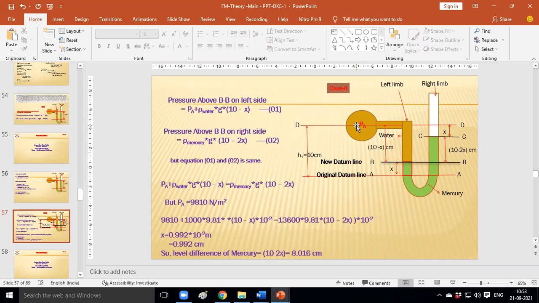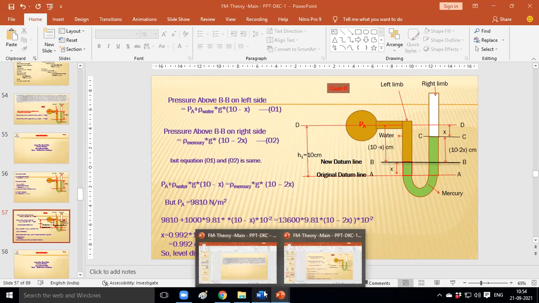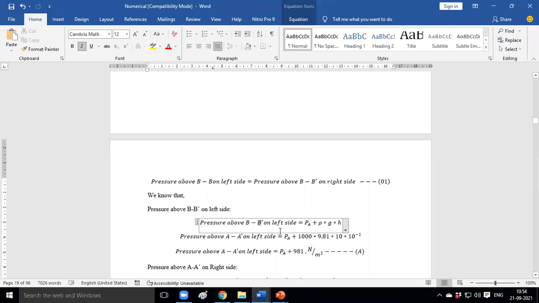So what will be the equation? Start from the center of the pipeline. Pressure above the datum line BB dash on the left side is equal to, starting from the pipeline, PA plus rho GH. Is it clear? This equation is again very similar.